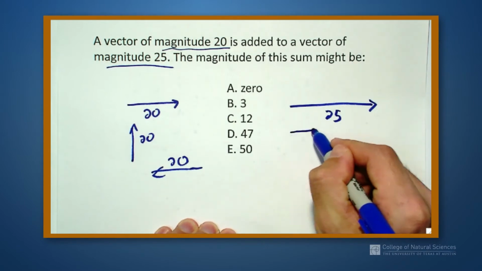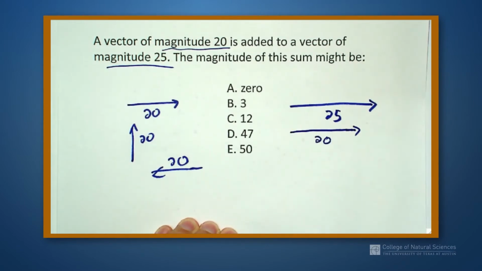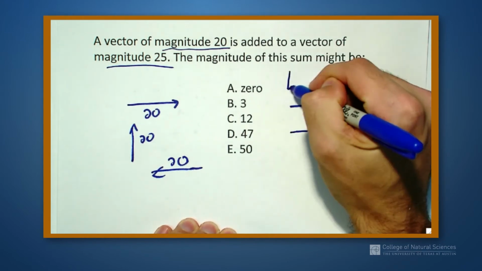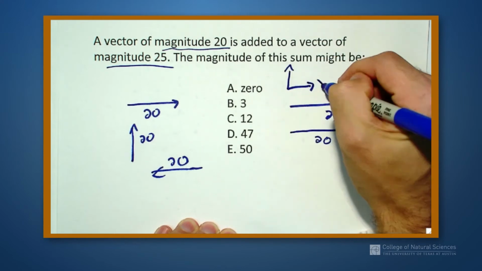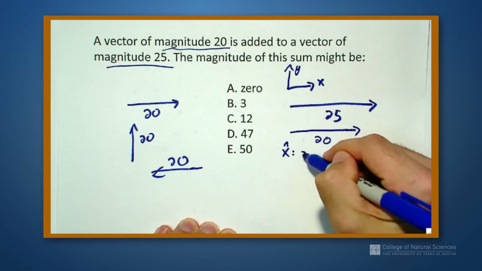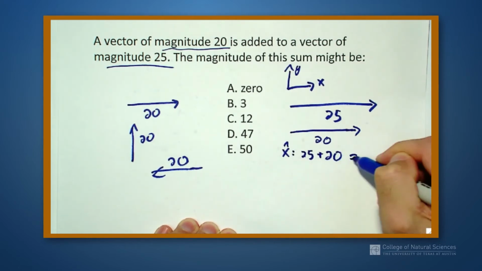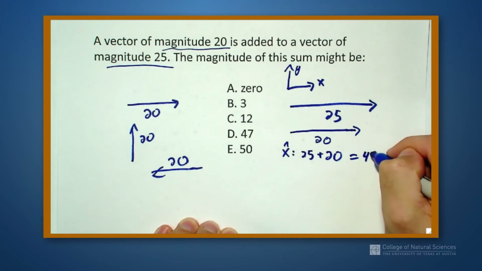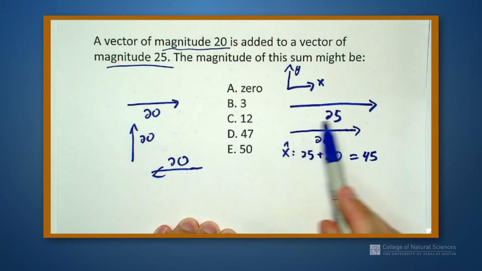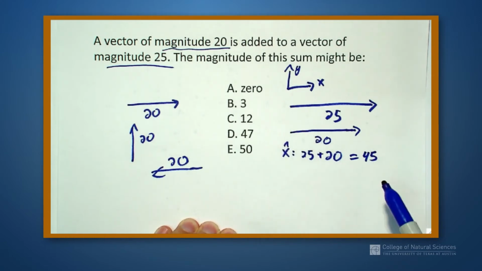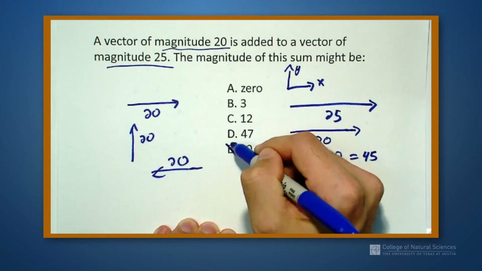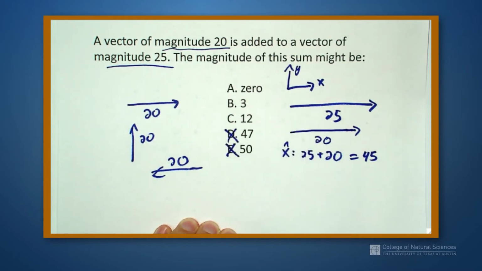One case is when they both point in the same direction. So if I have 20 and 25 together, then if I were to put a coordinate system down along one of the directions, in my x direction I would get 25 plus 20 for a total of 45 in the x direction. And this is the longest that the sum of these two vectors can be, if they add exactly one after another. So I know I can't get larger than 45, so that means 50 is out and 47 is out.